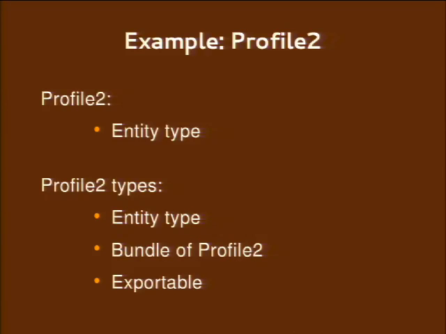So let's stay a little bit with the example of Profile 2. Profile 2 is a really good example module for the entity API module, because it makes use of most of its features. As I already mentioned, it implements the profiles as entities, but it also has profile types, which are also implemented as an entity type. And the profile types are exportable, so it's an exportable entity type, and you can make use of Features and stuff like that on it.